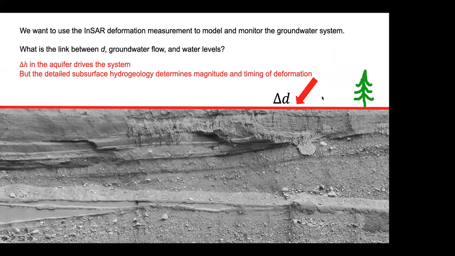So if we want to use this deformation in the InSAR data, I use my hands a lot, sorry, to really figure out what's going on in the groundwater system, it's important to realize that delta H is driving the system: the pumping, the head change, the water level change. But in order to understand the magnitude and the timing of the deformation, in order to link it to groundwater flow, we need to understand the detailed subsurface hydrogeology, because it's where those clay layers are. What's the connection between this part of the aquifer and that part of the aquifer? We first need to unravel that before we start working with this to figure out what's going on.